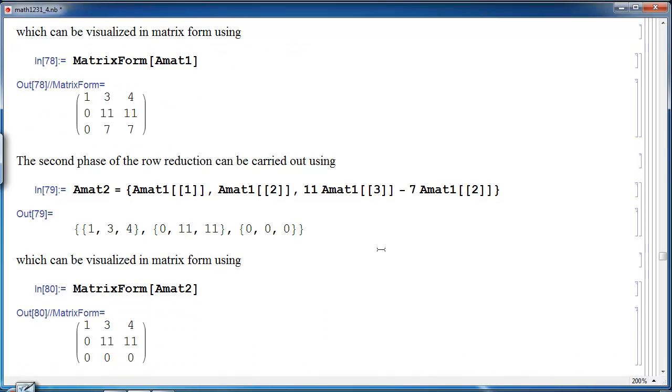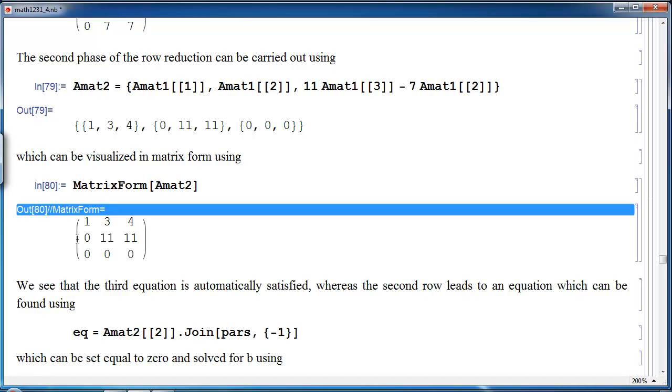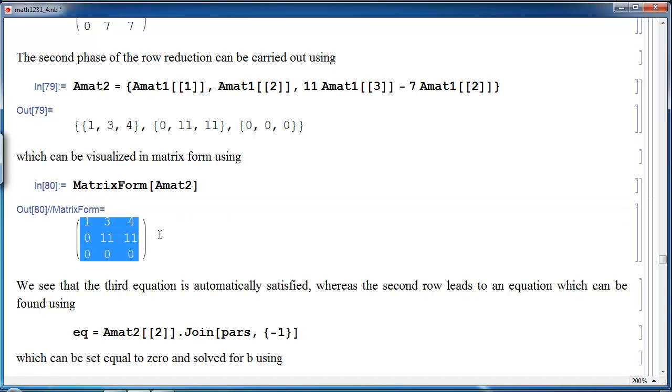So this is the same as we got before, or similar to what we got before, except now the bottom row is 0, and if we think of that as a linear equation, it says that 0 equals 0, which is what we would hope. And now we want to generate the equation for the parameters from the second row.